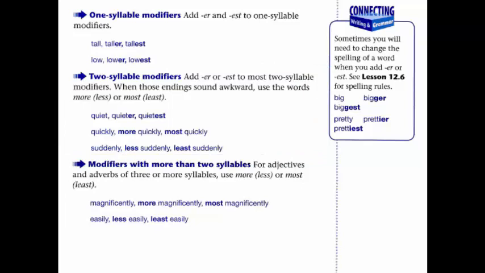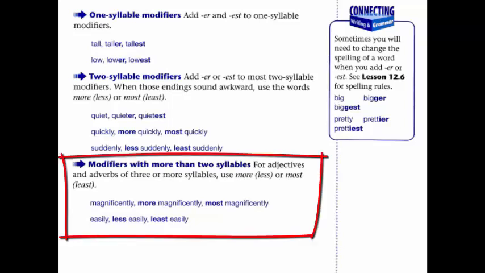What about modifiers that consist of more than two syllables? For adjectives or adverbs that consist of three or more syllables, we use more or less, or most or least. For example, magnificently is a positive adverb. More magnificently is a comparative adverb. Most magnificently is a superlative adverb. Easily, less easily, and least easily.